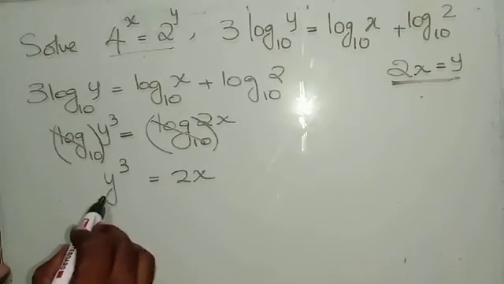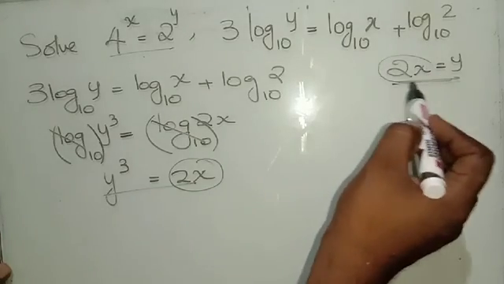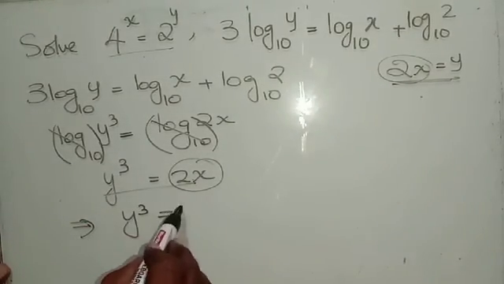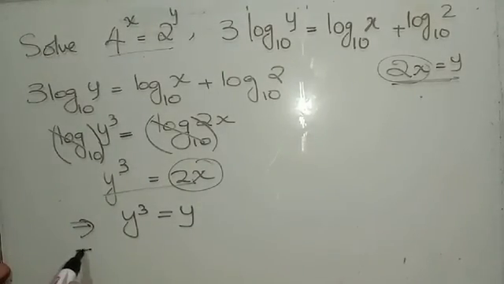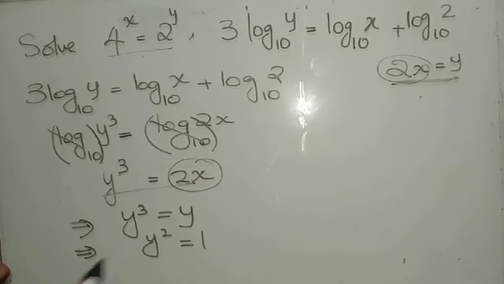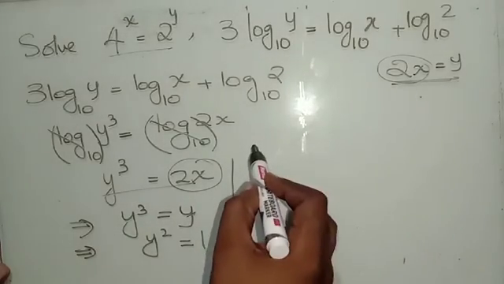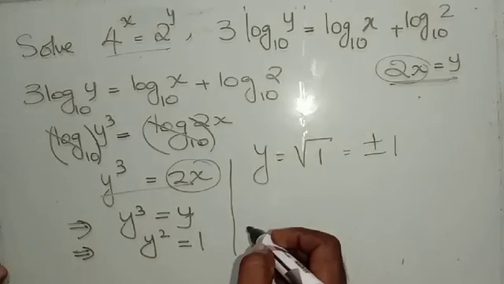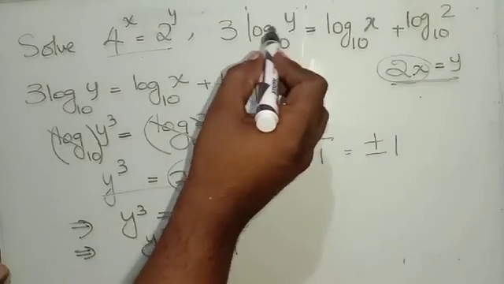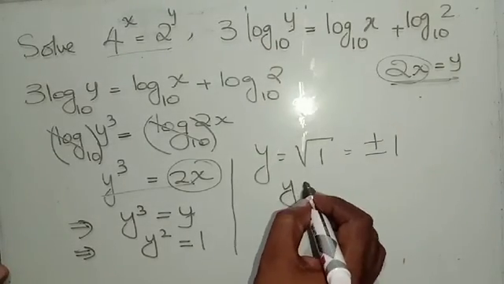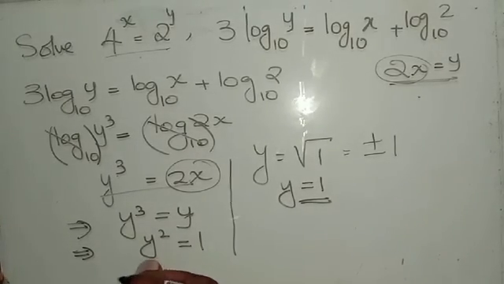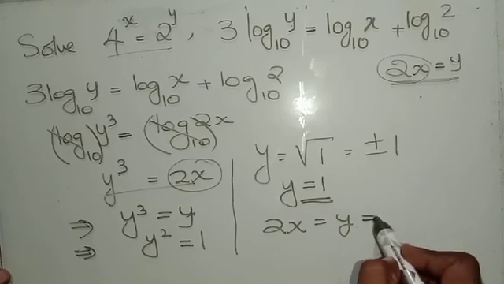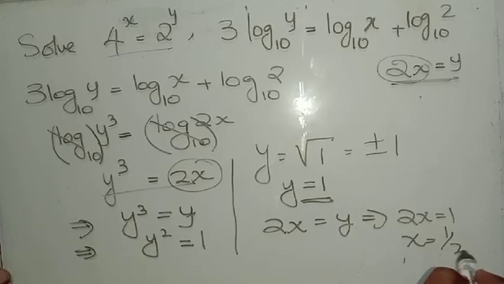When you check both these equations, both have the same side as 2x. So we can say y cube is 2x, which is y. So we can say y cube is y from these two equations. It implies y square is 1 when you cancel one y from both sides. That is y is square root of 1, that is plus or minus 1. But negative 1 is not possible here because y is a number for logarithm. So negative 1 is not applicable. So we get y is equal to 1. Now to find the value of x, we can use any of these. We know 2x is equal to y. That implies 2x is equal to 1 or x is equal to 1 divided by 2 as the answer.